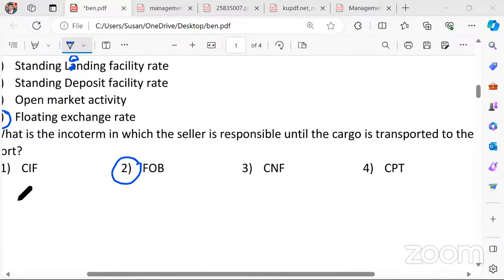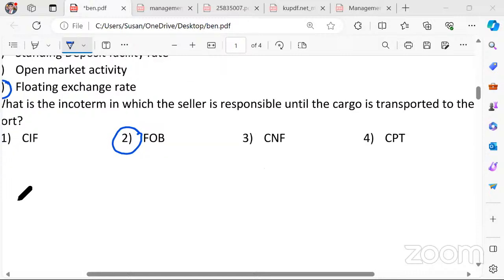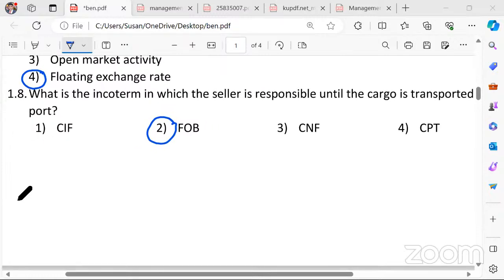I have published a video regarding these Incoterms and international trade things, international agreements and all. I have published that in one WhatsApp channel. I will share the link, then you can refer to that. There are many resources.